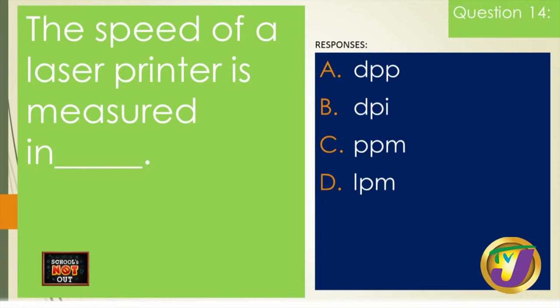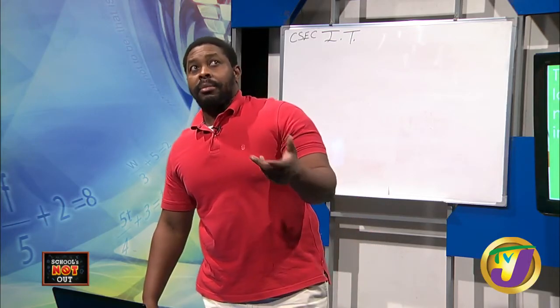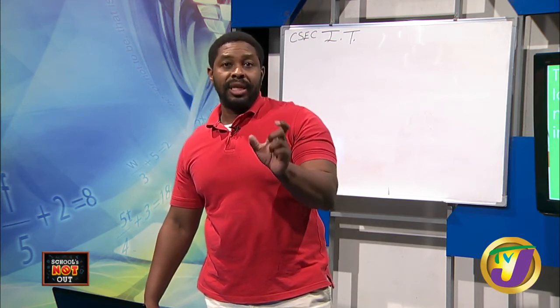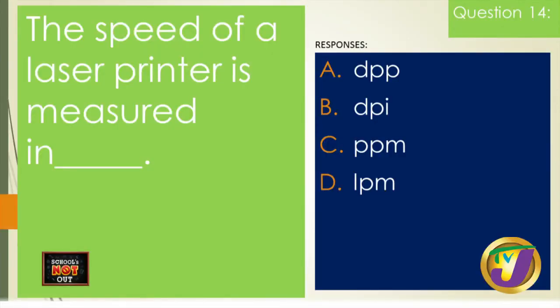DPI, let's go back to DPI, dots per inch, has to do with the quality of print. So maybe you're working with a printer and you might see 300 DPI, which means 300 dots per inch. And that actually translates to an inch on your paper. All right, but that could never be speed.